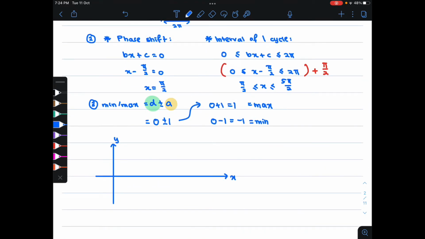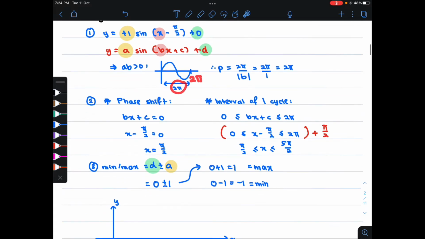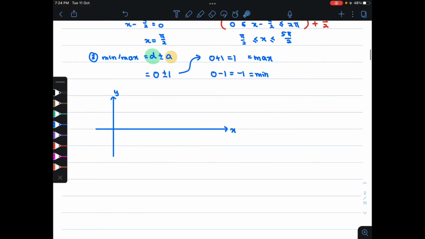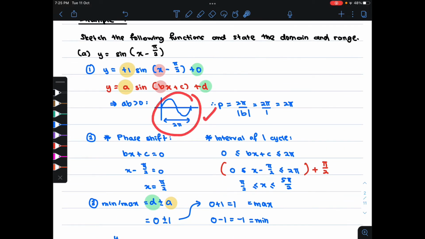Now let's try and draw our function. So we already know that our graph looks like this, starting from 0, and you know that it's going to end at 2 pi using the period P. So you're going to have something that looks like this, starting from 0 until 2 pi. If this is 0 and this is 2 pi, therefore the middle point will be pi.